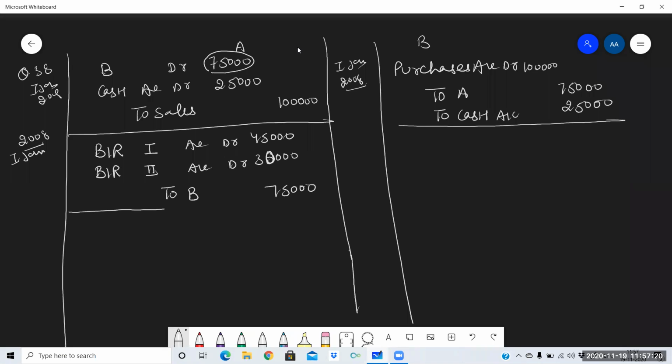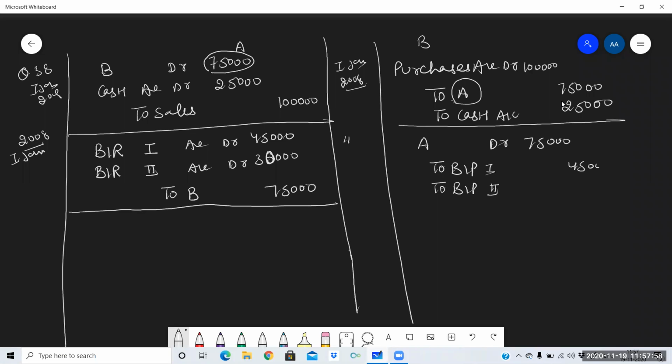So bills received by A from B. Here BP will be accepted on the same date. So A is creditor. When B will be accepting a bill, in that case A will be no more creditor. A will be converted into BP. So A debit to BP1, to BP2. Reversed entry will be passed. 75,000. Yes, very good, Shruti. 75,000, then 45,000.